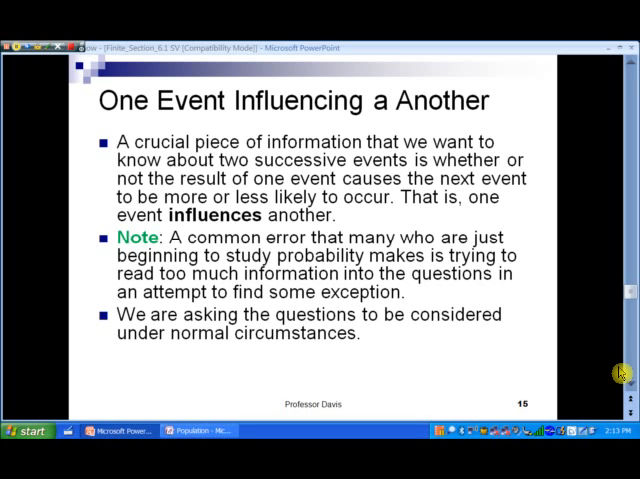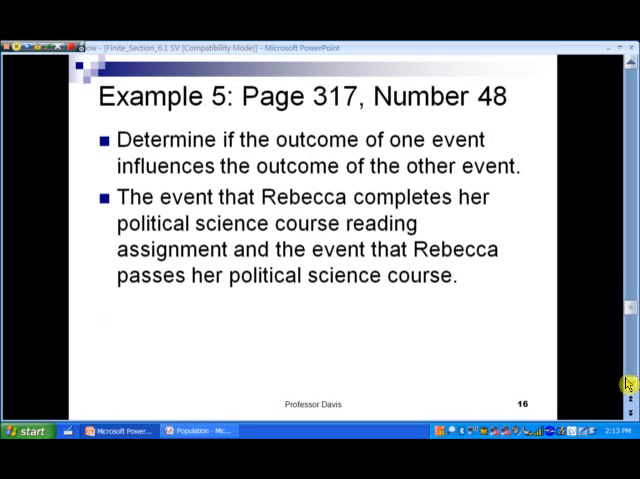So we can outline that in slide number 15. We want to ask ourselves, is it possible for the outcome of one event to influence the outcome of a second event? And notice the note here: the common error when we're doing this kind of analysis is to try to read too much information into the problems, to try to think of some kind of exception to the rule. Don't do that. That's where students get themselves stopped all the time. So let's take a look at example 5 in slide number 16 so maybe you can see what I mean.